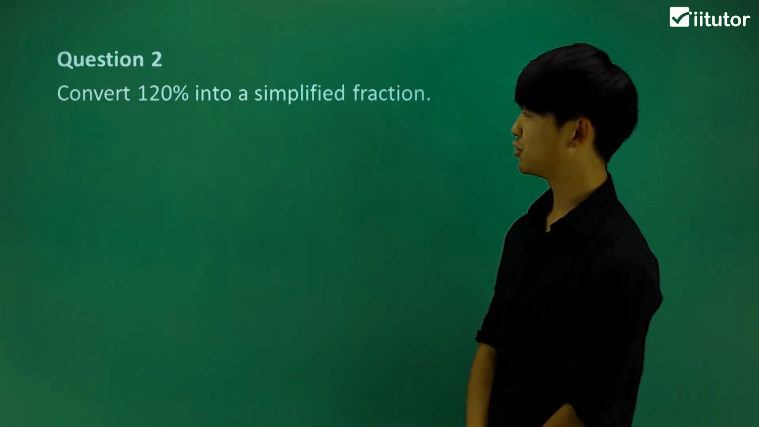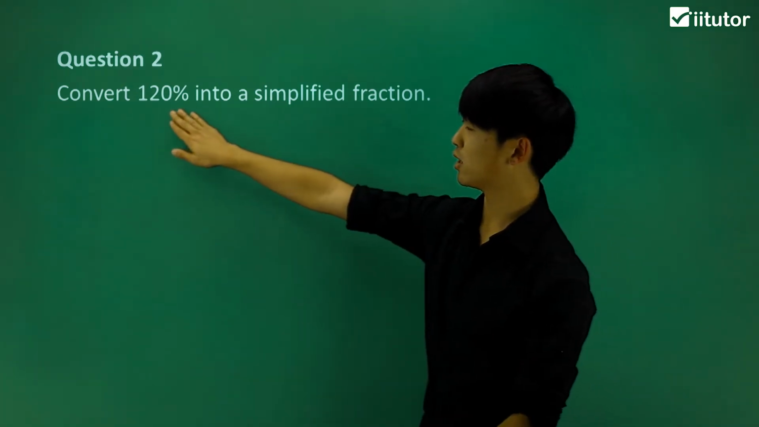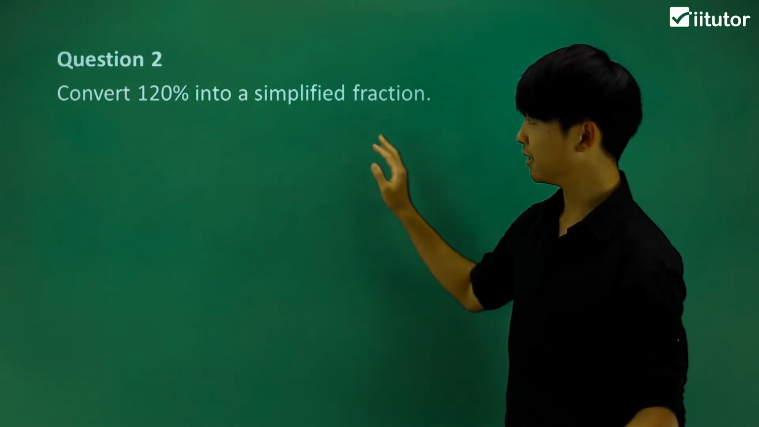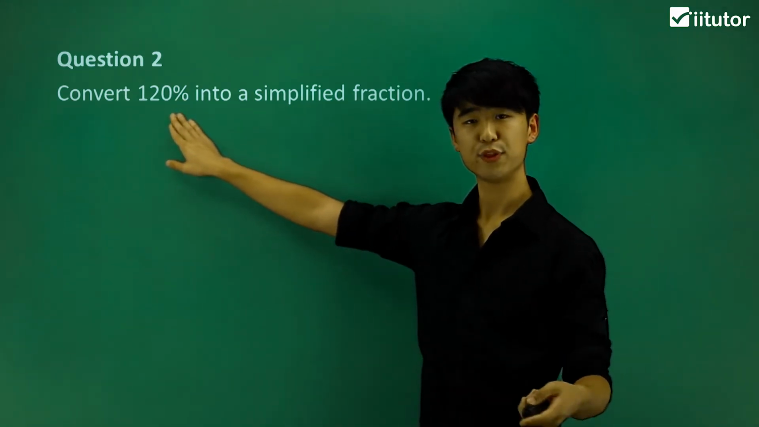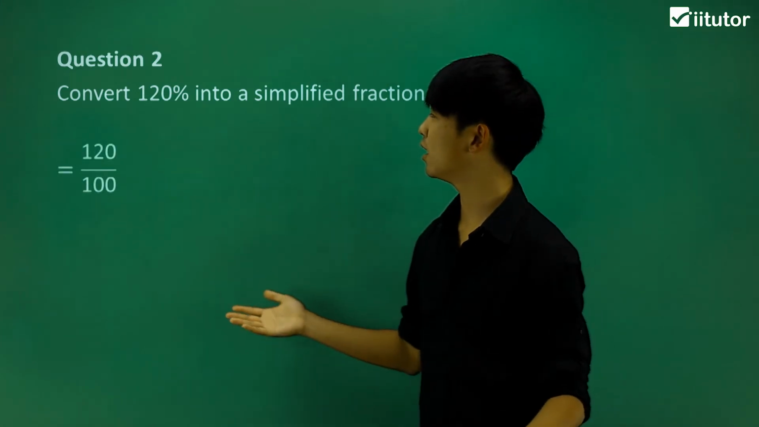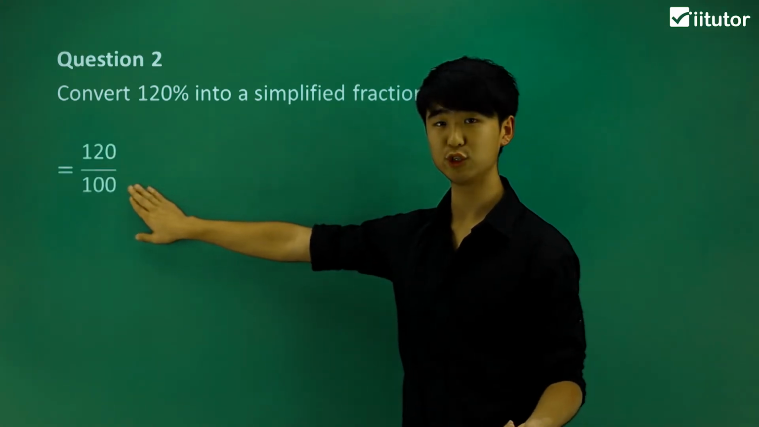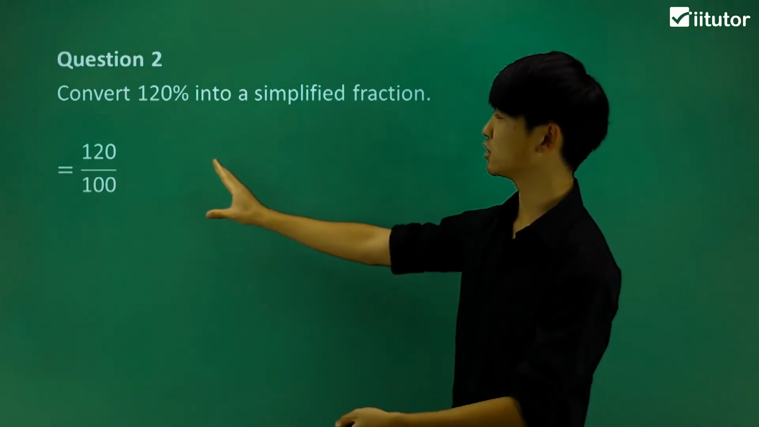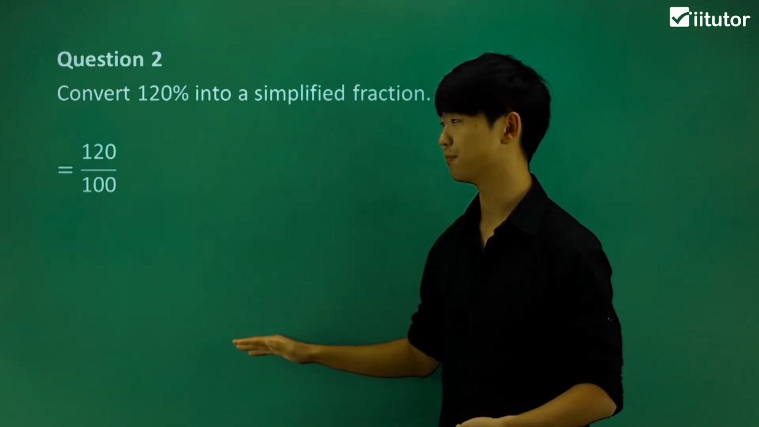Now moving on to question 2, now we're going to have to convert 120% into a simplified fraction. And again, 120%, the percent is another way of saying 120 over 100. Okay, and again, we've done the fraction part of it. It's in a fraction now, so let's try and simplify it down.